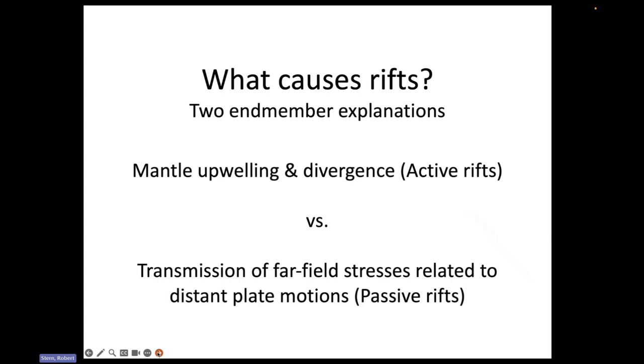The other way, the passive rift, is the transmission of far field stresses. Something's pulling on the plate related to distant plate motions. And what might that be? So one of the things that pulls the plates more than anything else, that we'll be talking about more in this course, is a subduction zone. So subduction zones drive plate motions. And so if a new subduction zone opens up, then the plates around it are going to be subjected to some new stresses that might result in rifting. Any questions about those two great modes of rifting, active versus passive?